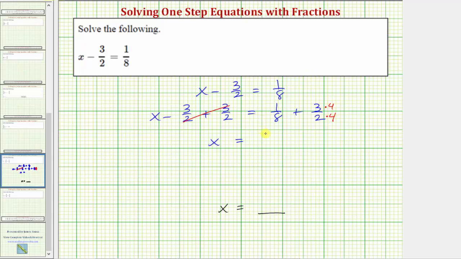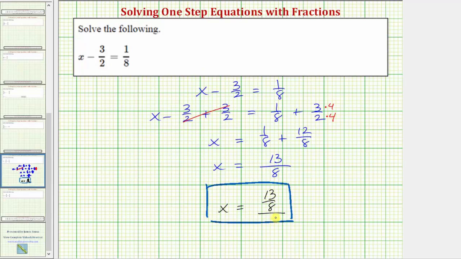Notice now we have x equals 1/8 plus 12/8, and therefore our solution is x equals 13/8. When adding fractions with like denominators, the denominator stays the same, and we add the numerators. So again, our solution is x equals 13/8.